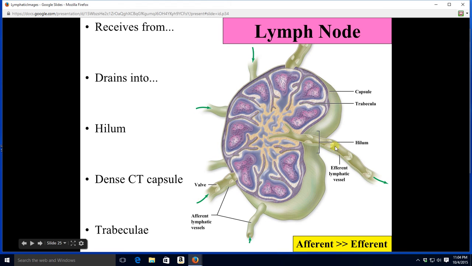Where the efferent one exits, the little indentation here is called the hilum. And the whole lymph node is protected and surrounded by a connective tissue capsule made of good old dense irregular connective tissue, which sends projections inward to compartmentalize it. And those projections, of course, are called trabeculae.